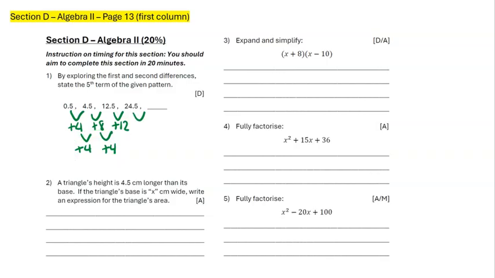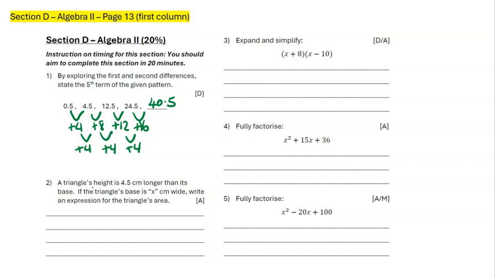That means to go from here to here, we would have had to do a plus 16, because to go from there to there, it would have had to be another plus 4. So 24.5 plus 16 is 40.5. So that there is going to be 40.5, and that will get you a developing mark because it's just a pattern skill. Now onto question number 2.